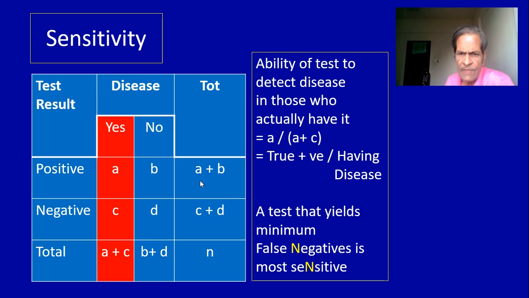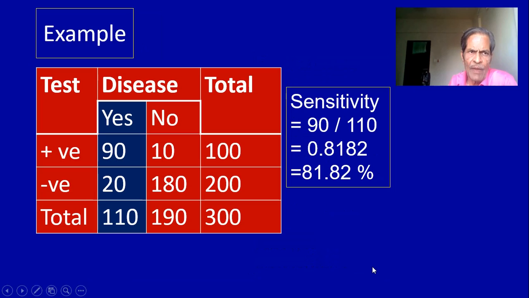This is how we calculate the sensitivity. Sensitivity is the ability of the test to detect the disease in those who actually have it, and it is calculated by the values in the first column. So A upon A plus C, that is the true positives divided by the total number of the individuals who are declared as having disease by the gold standard, will give you the sensitivity. A test that yields minimum false negative results is the most sensitive test.